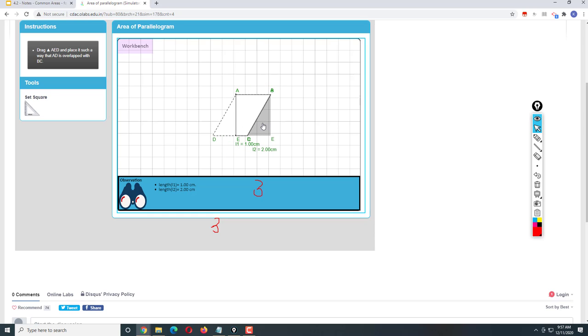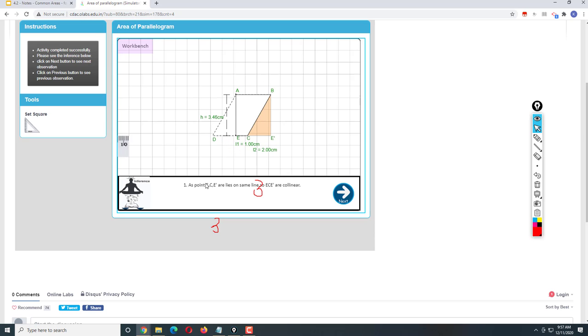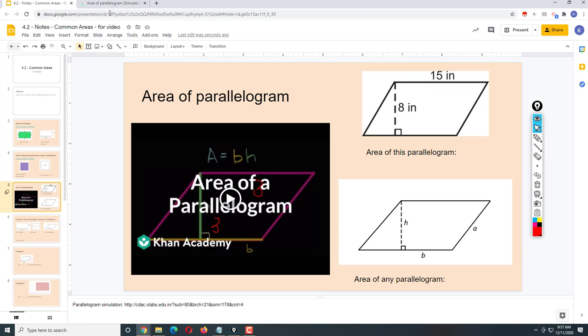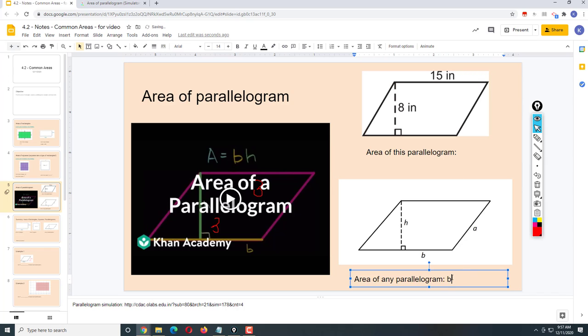This rectangle we know is length times width. The length is the same as the base of the parallelogram. The width is the same as the height. So we see that the area of the parallelogram, instead of length times width, is just going to be base times height. So this one is going to be 15 times 8, okay, which is 120.